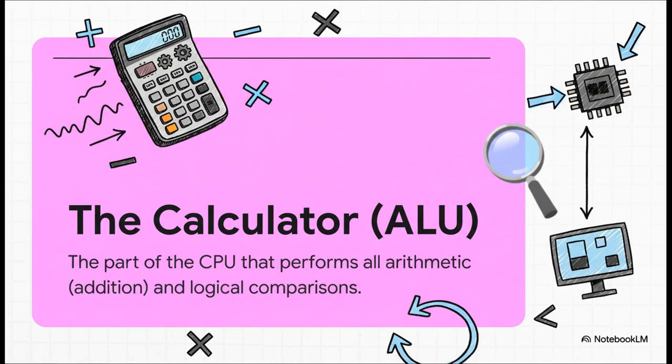First up, we've got the Arithmetic Logic Unit, or ALU. Yeah, that's a mouthful, so let's just call it the calculator. Its job is incredibly focused. It just crunches numbers. It handles all the math and it answers all the logic questions like, hey, is this number bigger than that one? Every single calculation, whether you're editing a photo or playing a game, it all goes through this one spot.